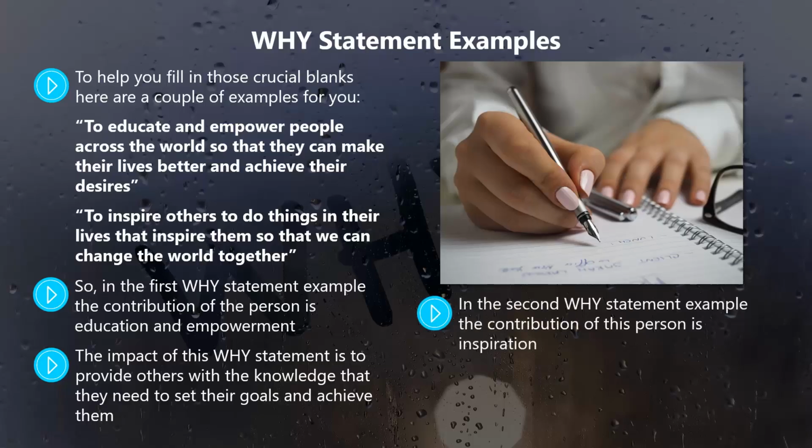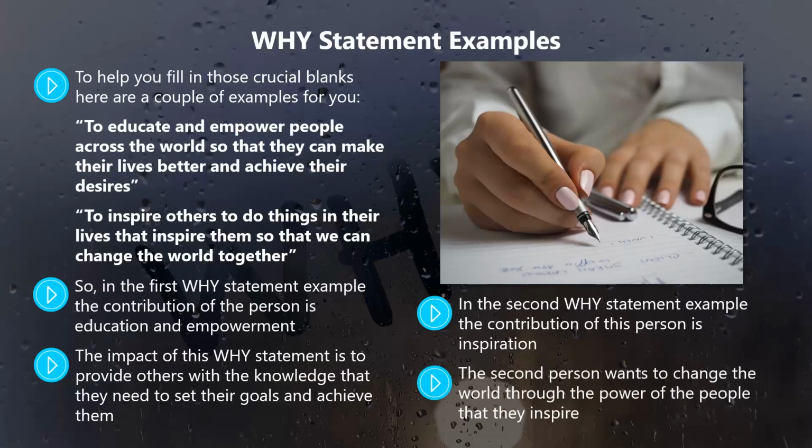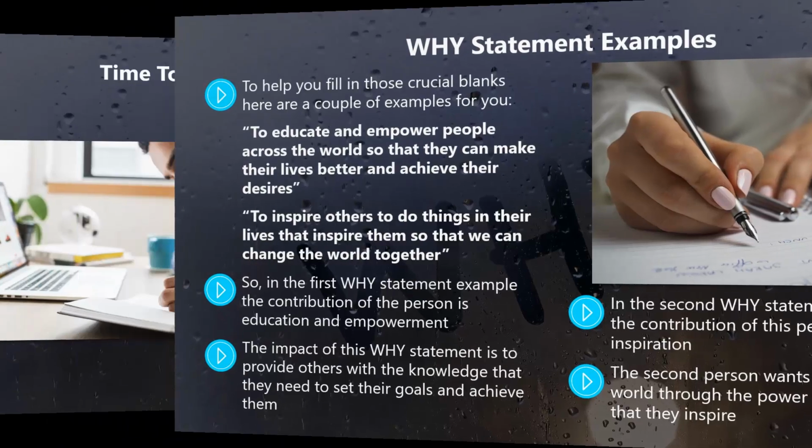In the second why statement example, the contribution of this person is inspiration. There are a number of ways that the person can inspire others, such as writing books, creating podcasts and videos, holding inspirational seminars, and so on. The second person wants to change the world through the power of the people that they inspire. You may think that this is a tall order, but there are always leaders and followers in life, so if the leaders are inspired by this person, then change is certainly possible.